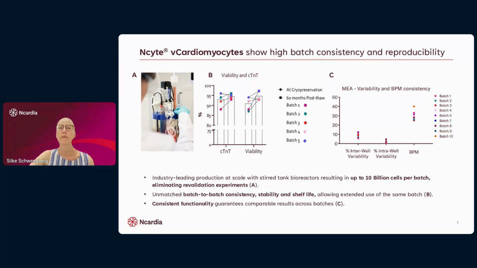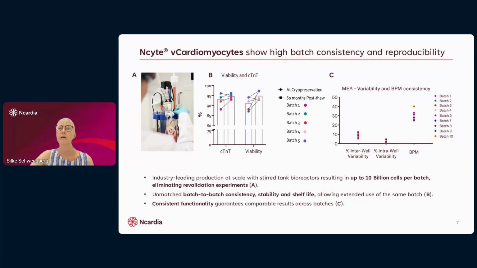If you look at panel B, that shows the viability and the troponin expression in the cardiomyocytes of 5 different batches across a 5-year span of cryopreservation. That means the cells were, of course, tested when the batch was originally released and put into the freezer. And then the cells were taken out again after 5 years, and again the viability and the troponin staining were performed. As you can easily see, both for the troponin content and also the viability, even after 5 years in liquid nitrogen storage, the cells are still healthy and viable, and the troponin expression is still very high.